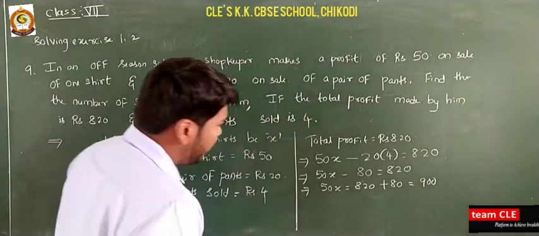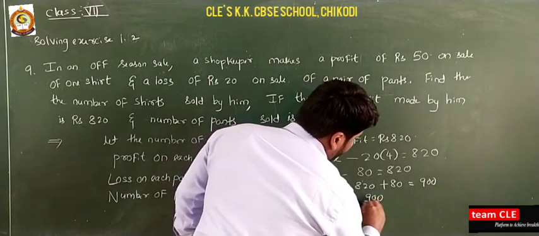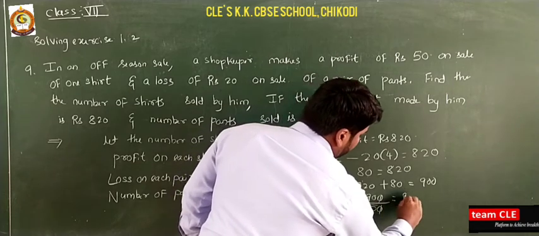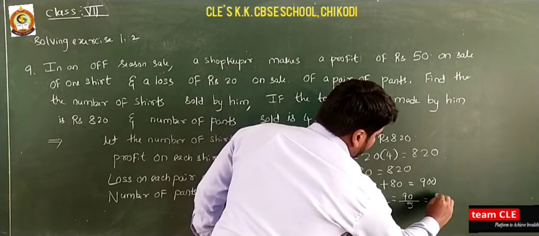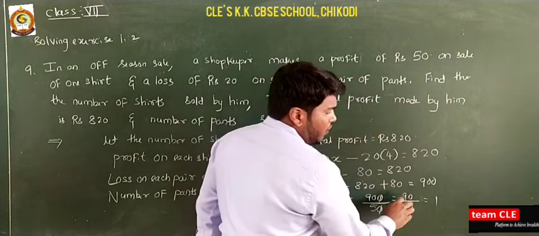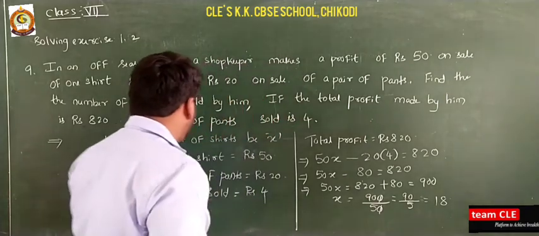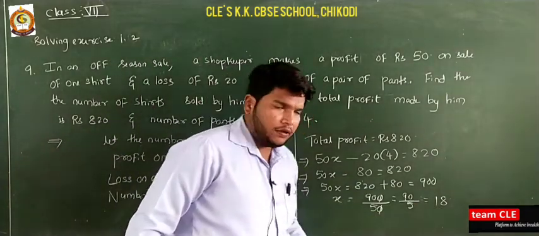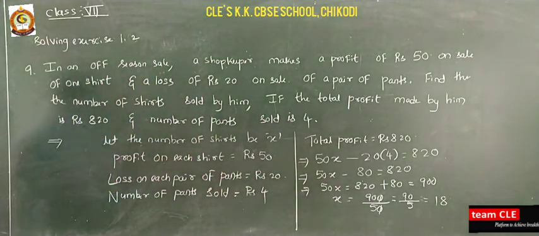Next I will write here, x is equal to 900 divided by 50. So the zeros get cancelled, remaining is 90 divided by 5. Again, 5 ones are 5, remaining is 4, 5 eights are 40. So x is equal to 18, which means the number of shirts is 18. So all of you go through this problem, please note down this problem, and you have to send it to me on my WhatsApp number.